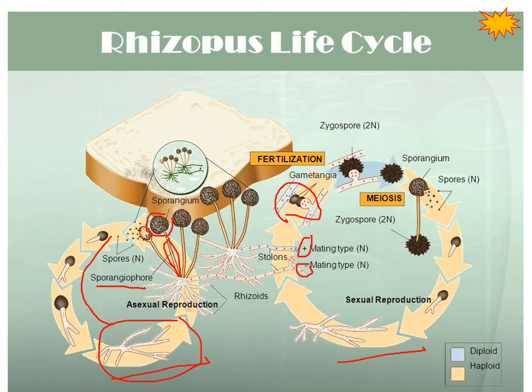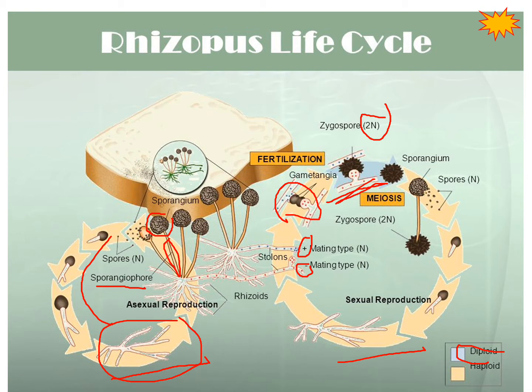Okay, so the walls of the gametangia then dissolve and fertilization takes place, producing diploid zygote nuclei. If you see this part of the life cycle, it is blue. So the blue part is diploid, while all the other orangey arrows are haploid. So this part here produces diploid zygote nuclei.